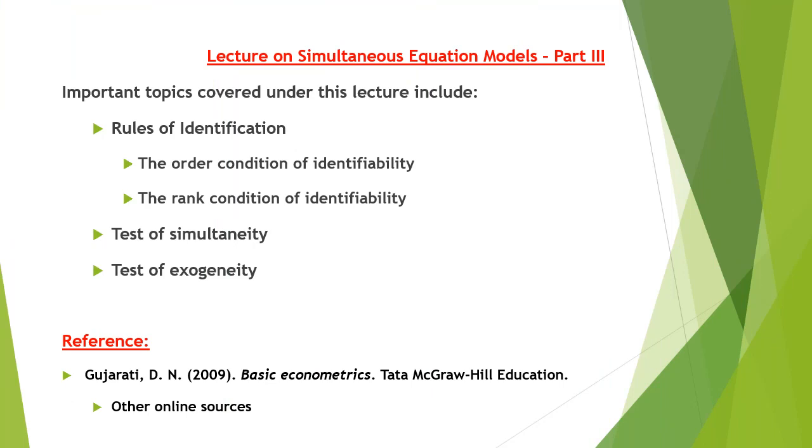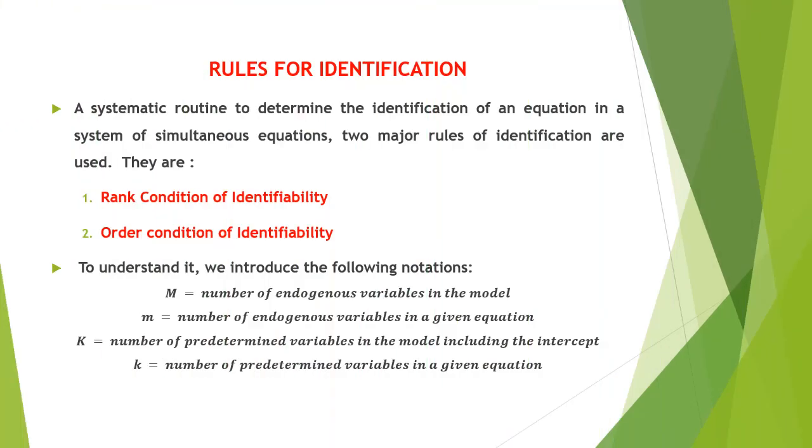Our primary objective is to understand the conditions of identifiability, that is, the order condition and the rank condition of identifiability. We also examine the test of exogeneity and the test of simultaneity in brief. In the preceding lectures, while explaining the problem of simultaneity, we could understand that the problem of identification creates difficulty in the estimation of such models.